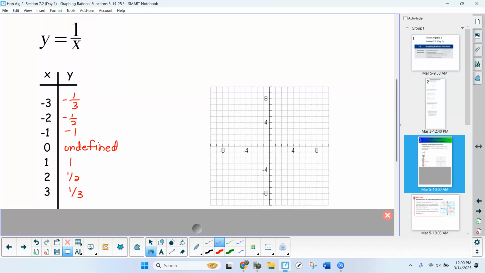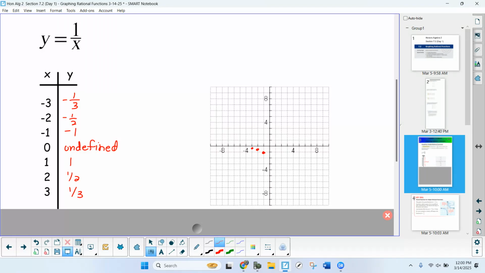And I have -1/3. And then at -2, I have -1/2. At -1, I have -1. Okay, let's do another, like, what would I have if I put -8 in? I'd have -1/8. What about -10? -1/10. What about -100? Is it ever going to go past 0? No.